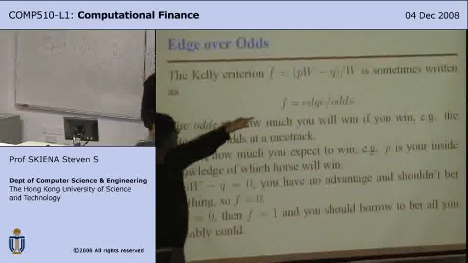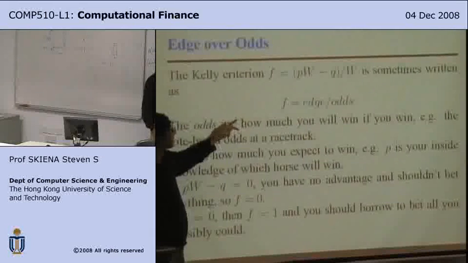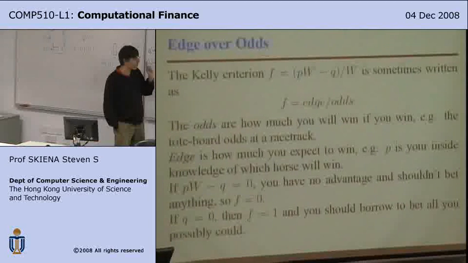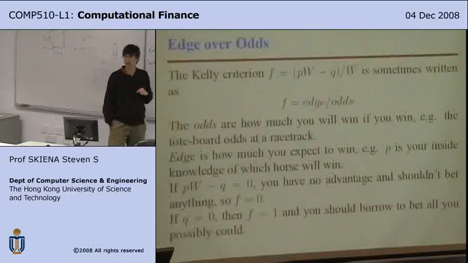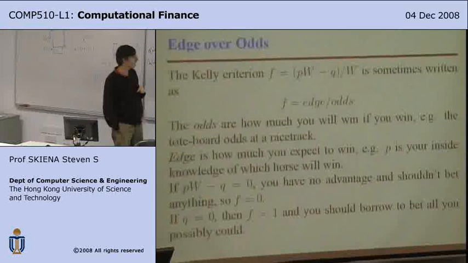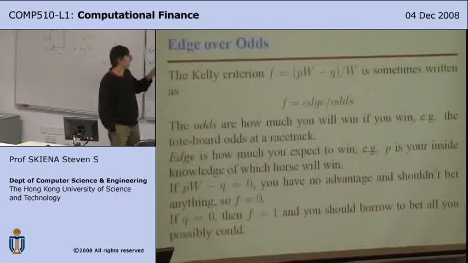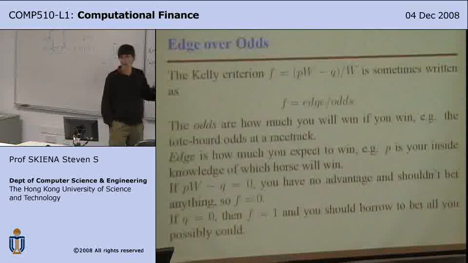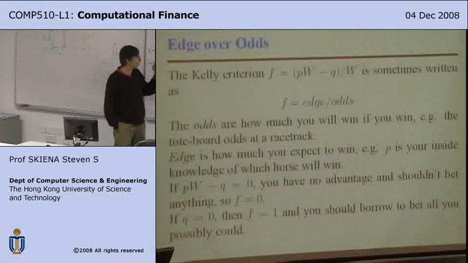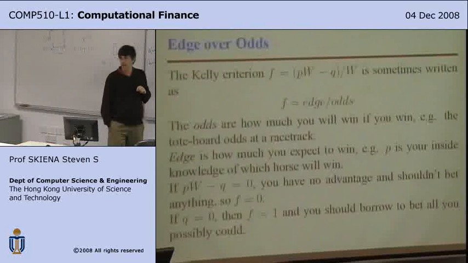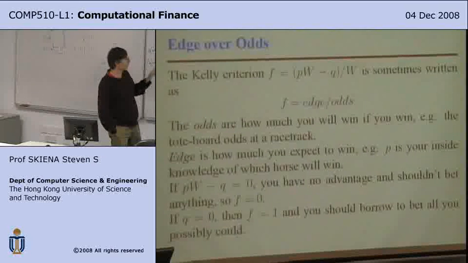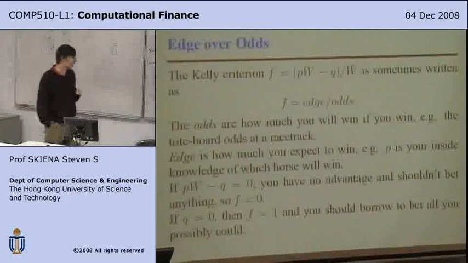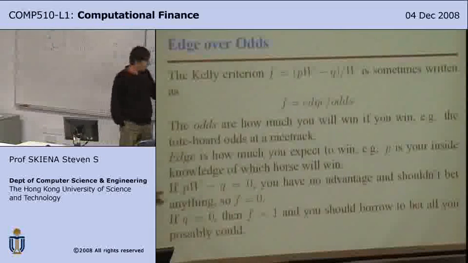It doesn't pay to bet on a fair coin toss. If the odds are such that we get $1 if you win and you lose $1 if you get the wrong side, the edge is how much you expect to win. The odds are what the payoff is if you win. And again, when you go to Sha Tin, you'll see that there is a toteboard with odds that tells you how much you will get if that horse actually wins. The claim would be the fraction of your bankroll is given by this. And it would make sense in the limiting cases.